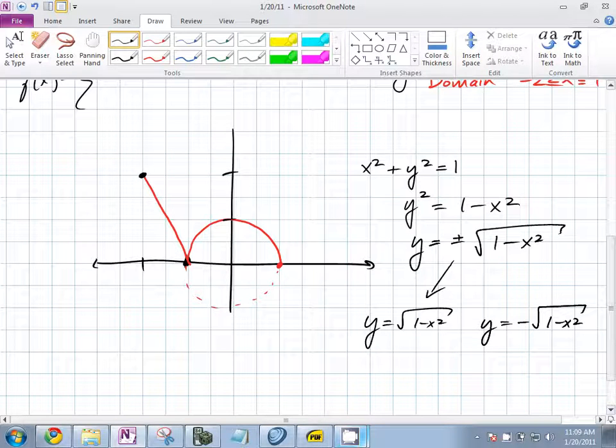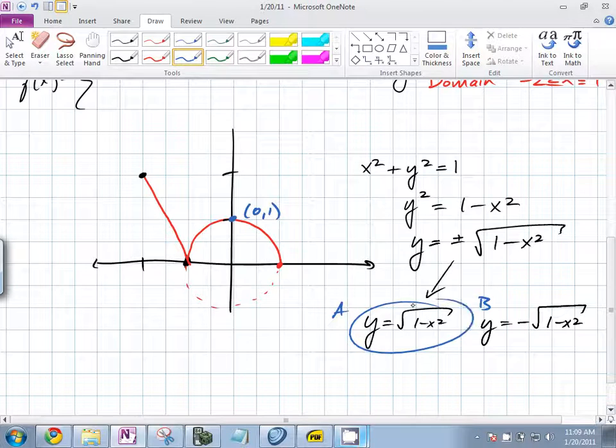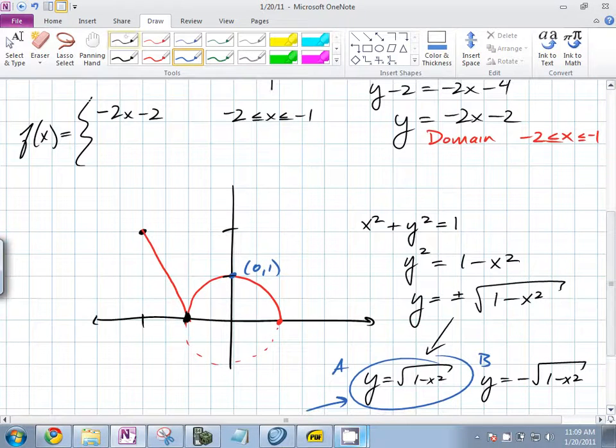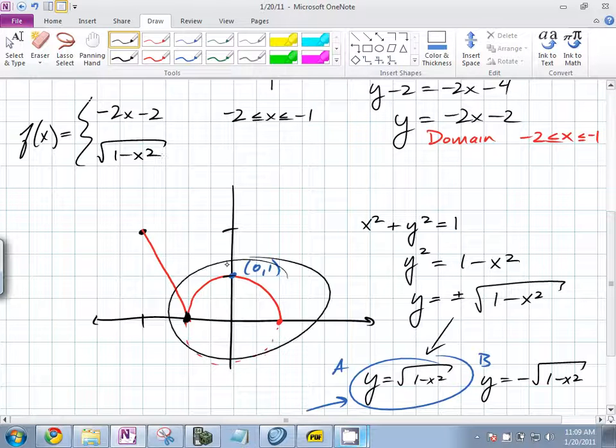What's an easy point on the top one that's not on the bottom one? 0, 1. Yeah, 0, 1. So when you plug in 0, you better get out 1. Which one is it? A or B? When you plug in 0 into this, what do you get out? 1. When you plug in 0 into this, what do you get out? Negative 1. So it's definitely this one. So we plug in the square root of 1 minus x squared. What's the domain of this part of the function?